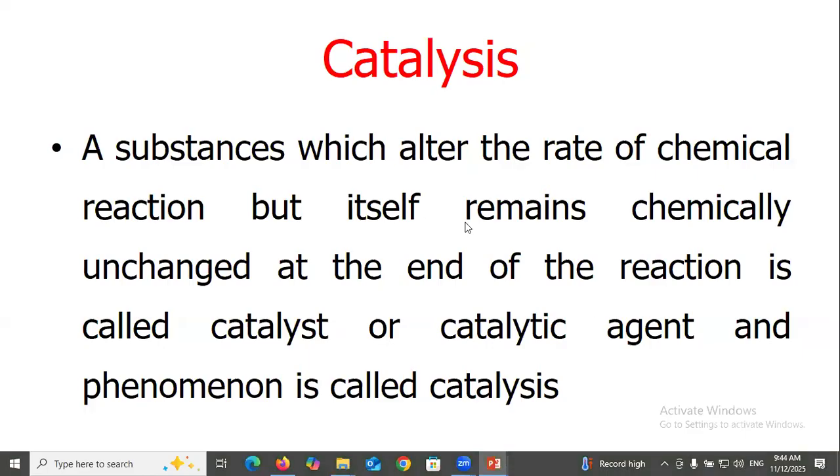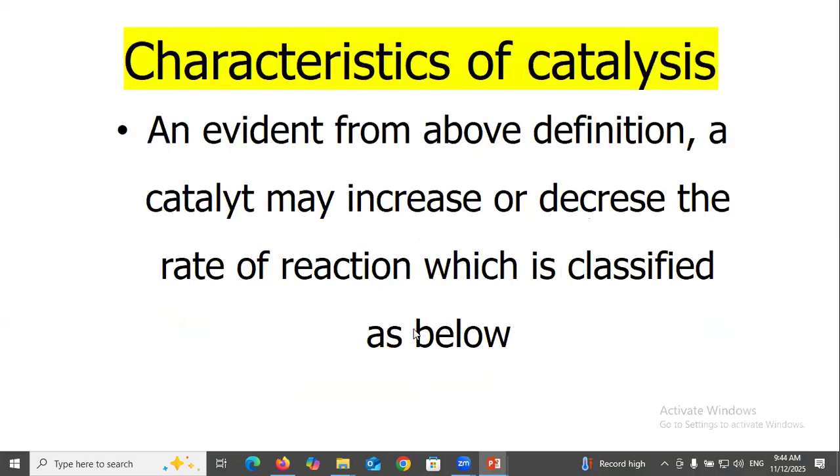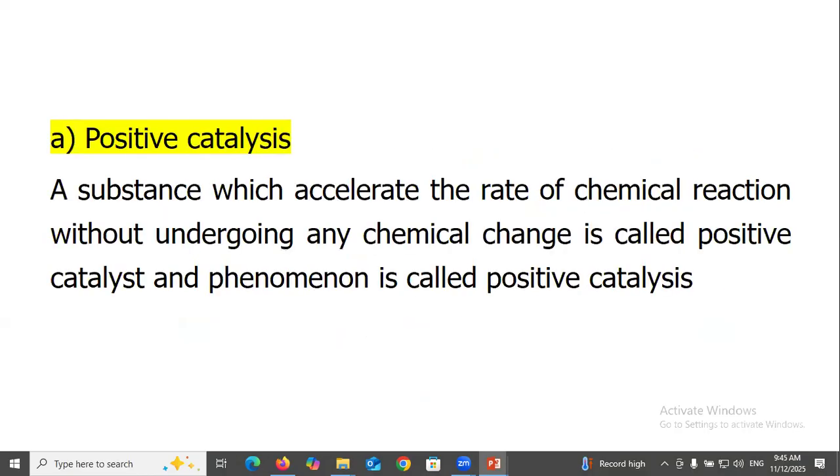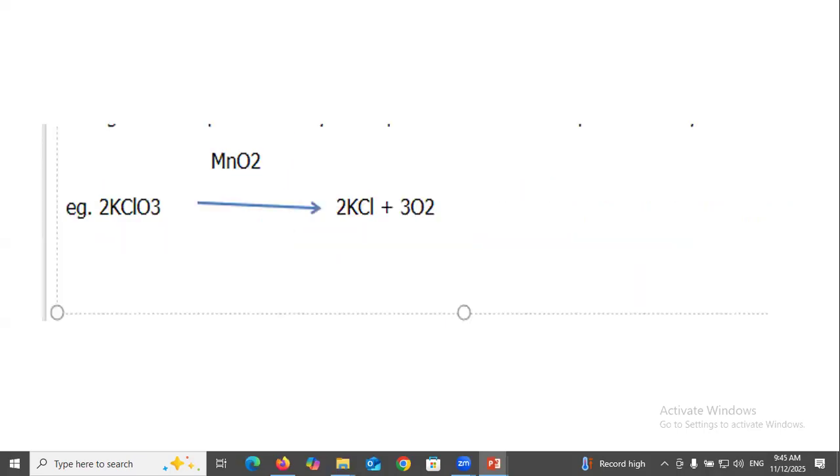Catalysis: a substance which alters the rate of a chemical reaction but itself remains chemically unchanged at the end of the reaction is called a catalyst or catalytic agent, and the phenomenon is called catalysis. A catalyst may increase or decrease the rate of reaction, which is classified as below. Positive catalyst: a substance which accelerates the rate of a chemical reaction without undergoing any chemical change is called a positive catalyst, and the phenomenon is called positive catalysis.